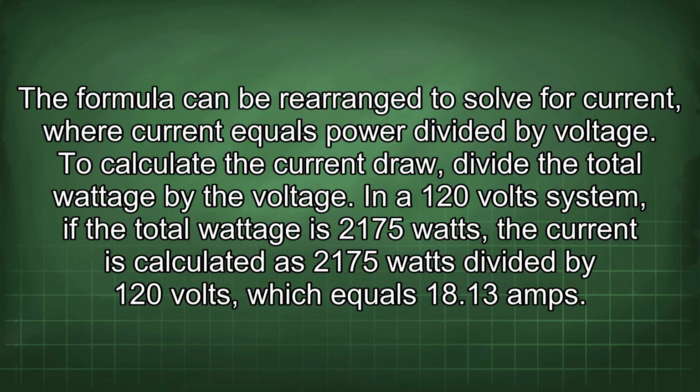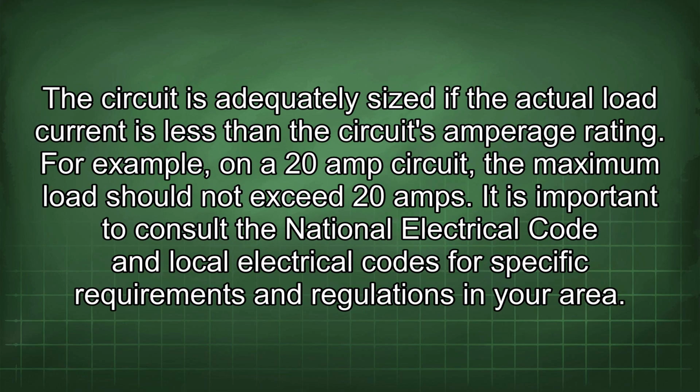In a 120-volt system, if the total wattage is 2175 watts, the current is calculated as 2175 watts divided by 120 volts, which equals 18.13 amps. The circuit is adequately sized if the actual load current is less than the circuit's amperage rating. For example, on a 20 amp circuit, the maximum load should not exceed 20 amps.